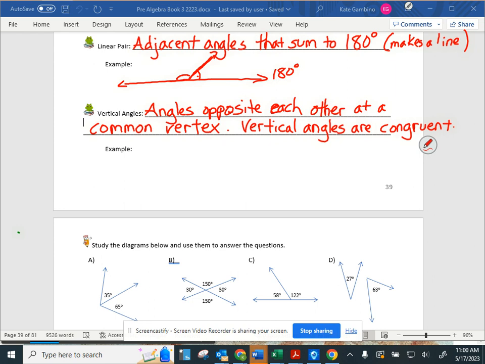So when we talk about vertical angles, we look for the X. Here's our vertex where the sides meet. So they have a common vertex. They are opposite, right across from each other from that point where they intersect. That vertex is. So these two angles will be congruent, and these two angles will be congruent.